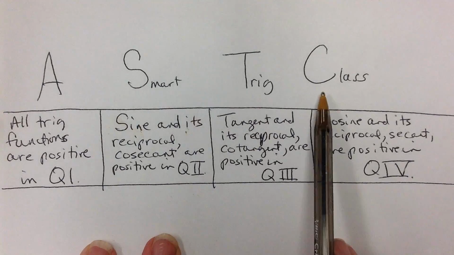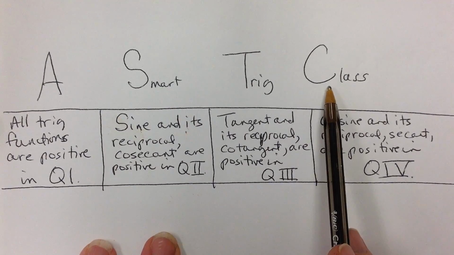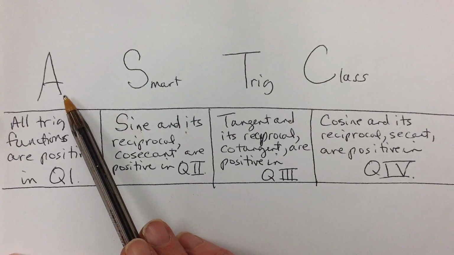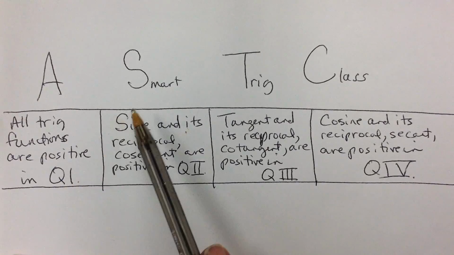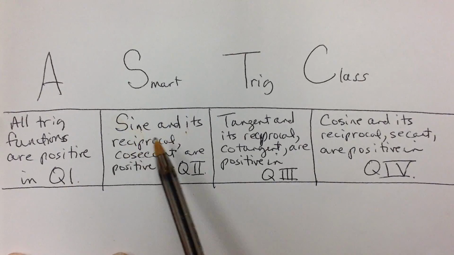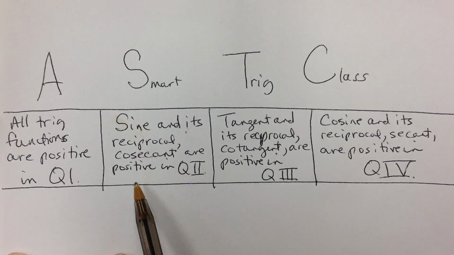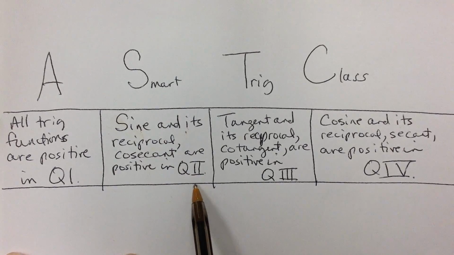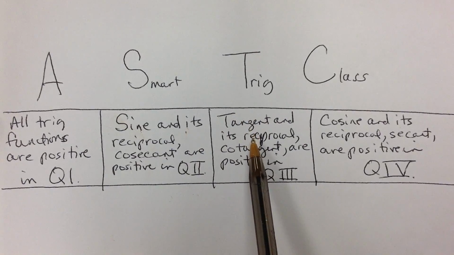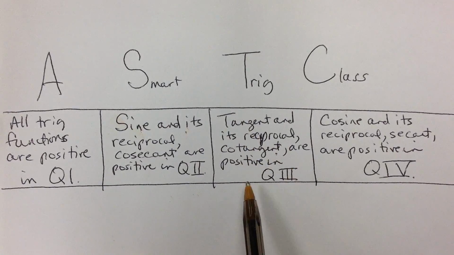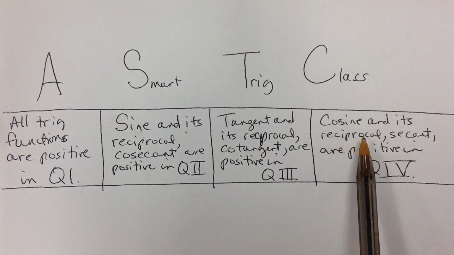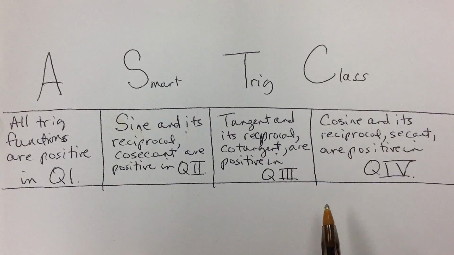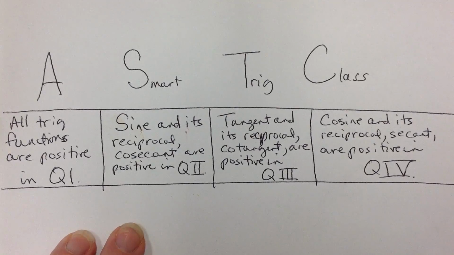A Smart Trig Class, that's what ASTC stands for. A actually means that all trig functions are positive in quadrant 1. S stands for sine and its reciprocal cosecant are positive in quadrant 2. They're the only ones. T, tangent, and its reciprocal cotangent are positive in quadrant 3. And then C stands for cosine and its reciprocal secant are the only positive ones in quadrant 4.